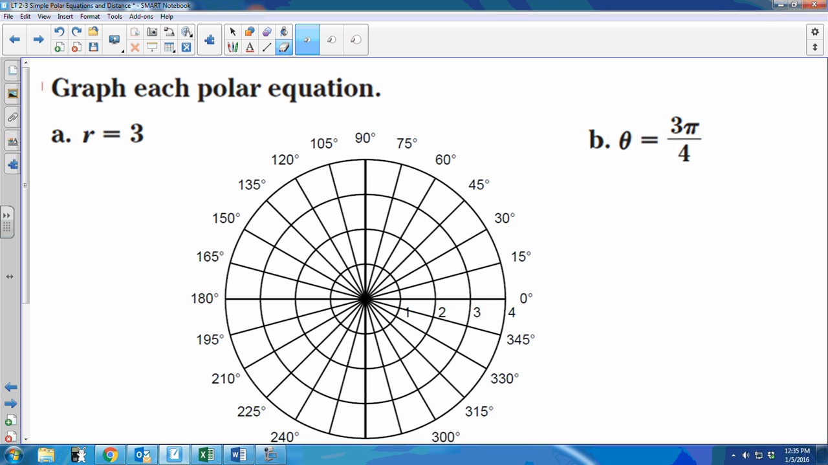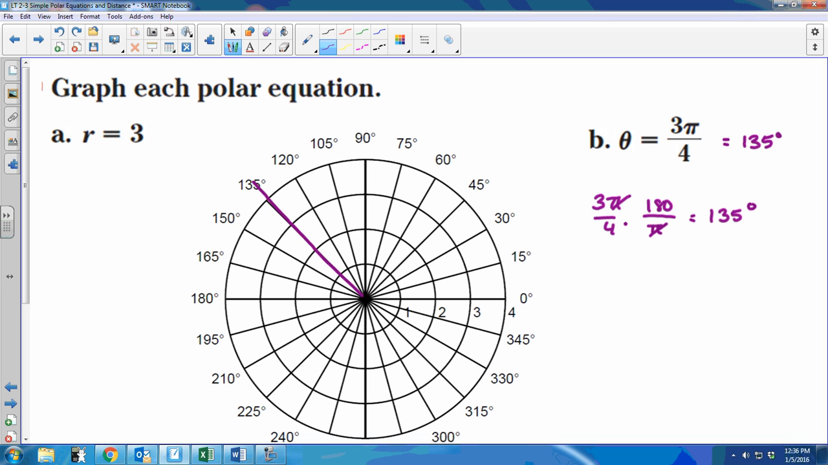Now theta equals a constant. First of all, this is in radians. It says theta equals 3 pi over 4. And our polar plane is in degrees, so I need to change that first. So multiply by 180 over pi, and we should get 135 degrees. So we're really looking at theta equals 135 degrees. That means any point will lie on 135 degrees. So we know for sure that involves the ray from the pole to 135.